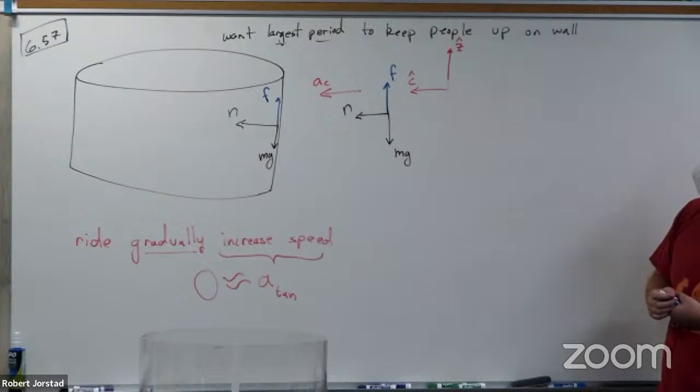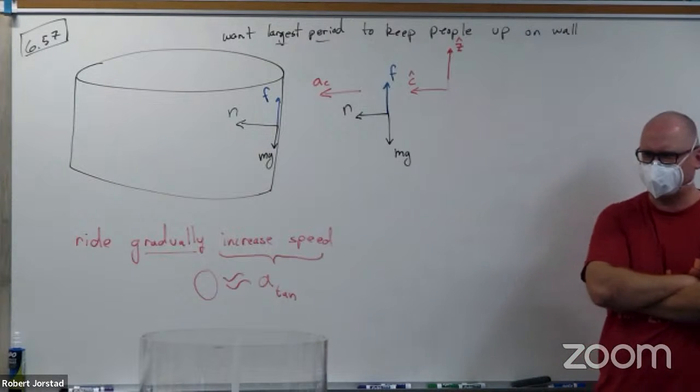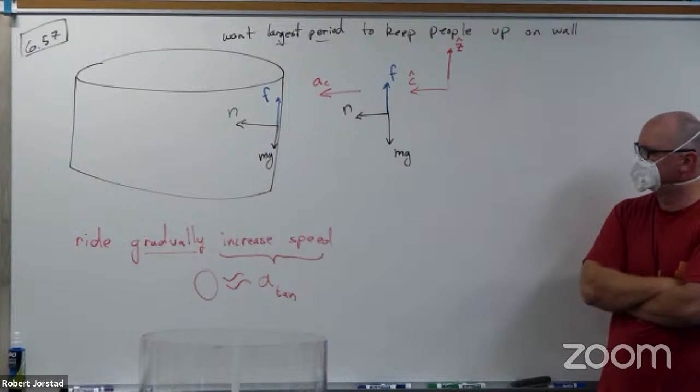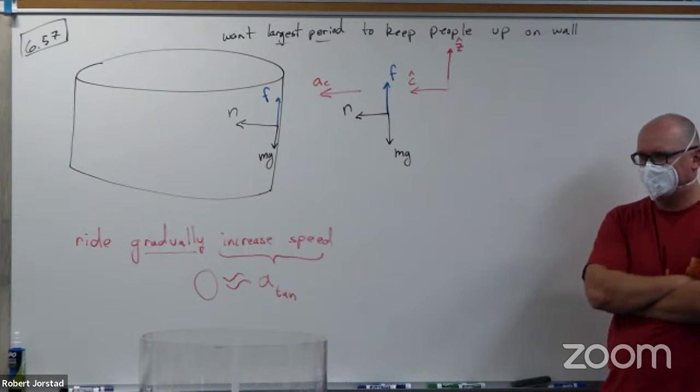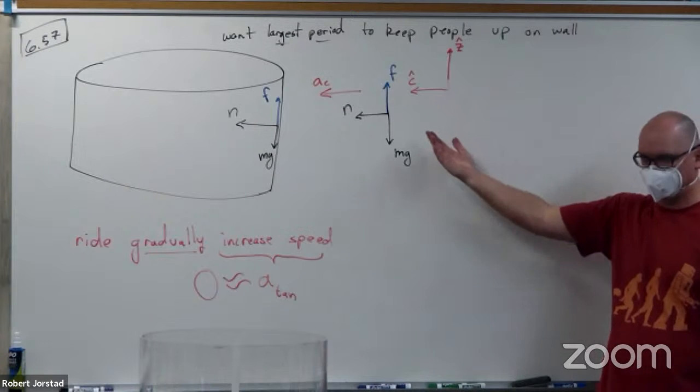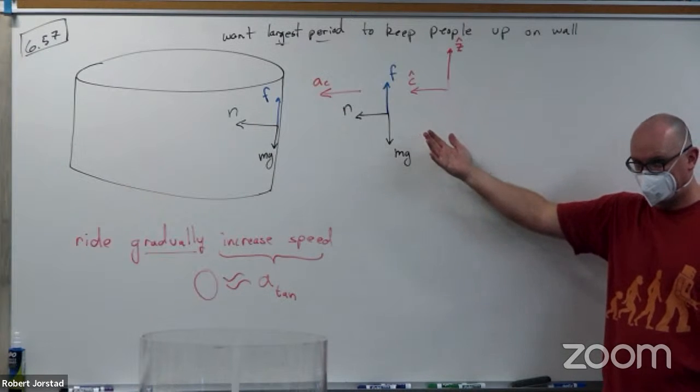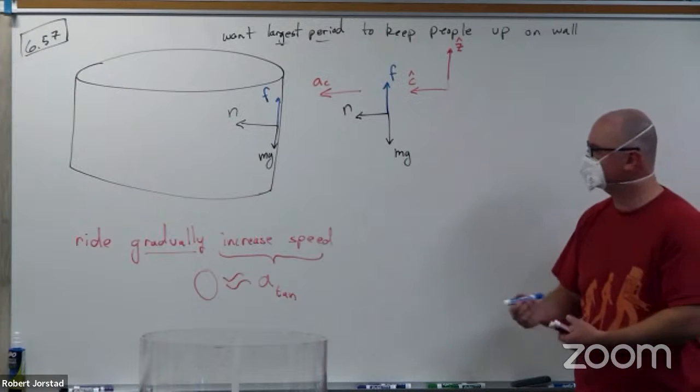What do? I want the largest period. How do we get the period out of this garbage? Any ideas, thoughts? What's something we always do with an FBE right after we draw it? Force equations. Okay, give me one.